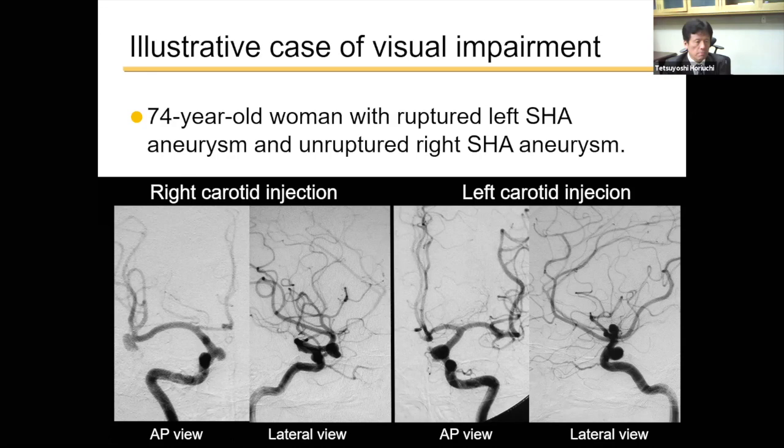A 74-year-old woman was referred to our hospital for subarachnoid hemorrhage. A ruptured left superior hypophysial artery aneurysm was found, and an unruptured right superior hypophysial artery aneurysm with a middle cerebral artery aneurysm was also visualized. Preoperatively, no visual disturbance was noted.